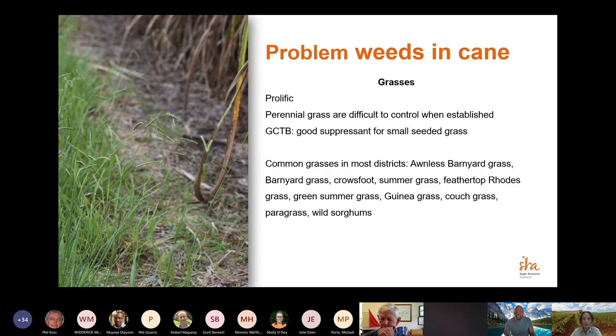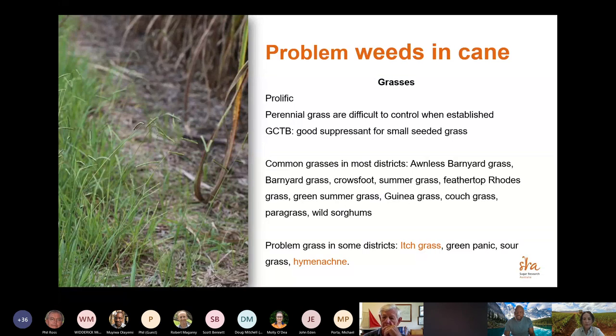What are the main common grasses in most districts? We've got the barnyard grasses, the crowfoot, the summer grass, there's top rod grass, green summer grass, heather grass, bush grass, paragrass, and white sorghums. Some are mainly problems in some districts. It's the case of itch grass, sawgrass and Yemen acne, which are mainly northern grasses, while green panic is mainly a southern grass.